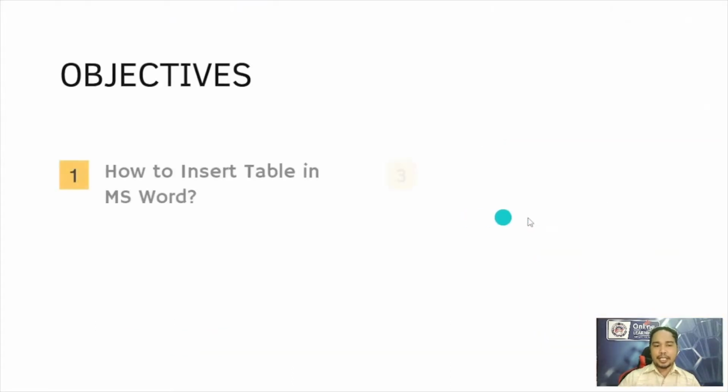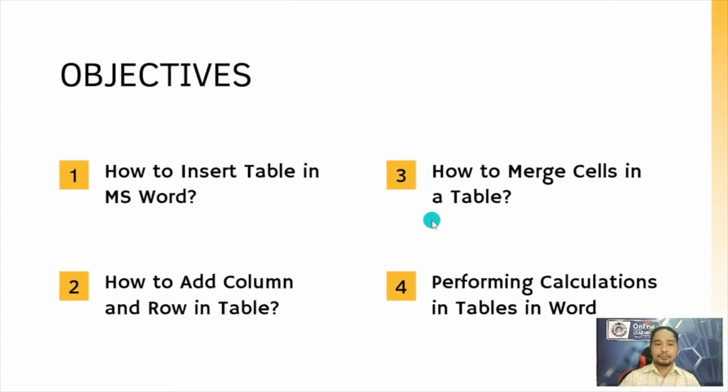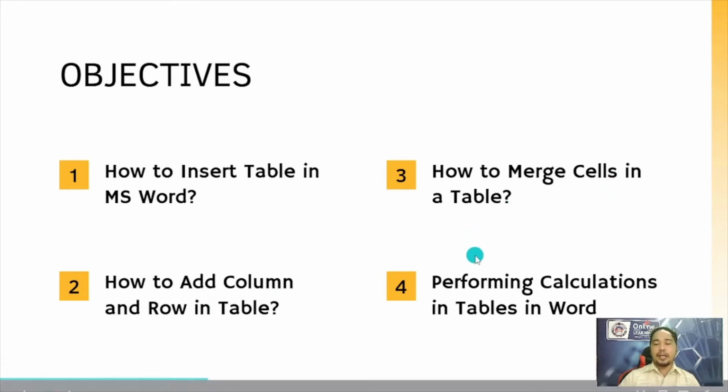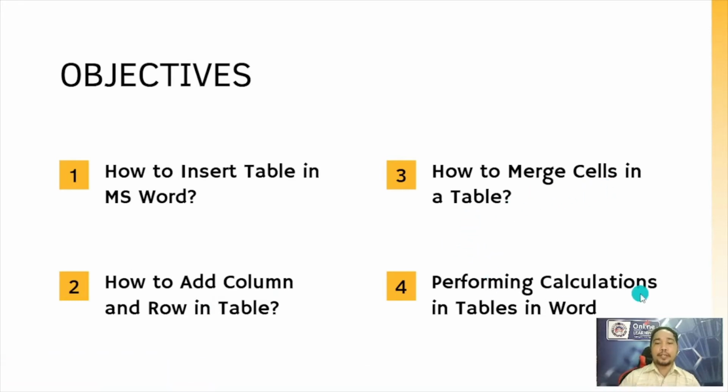So here is the list of topics that I'm going to cover in our document. First, how to insert a table in MS Word. Second, how to add a column and a row. Then merging cells in a table. And last, we're going to perform calculations, or create our own formula, using a table in MS Word.